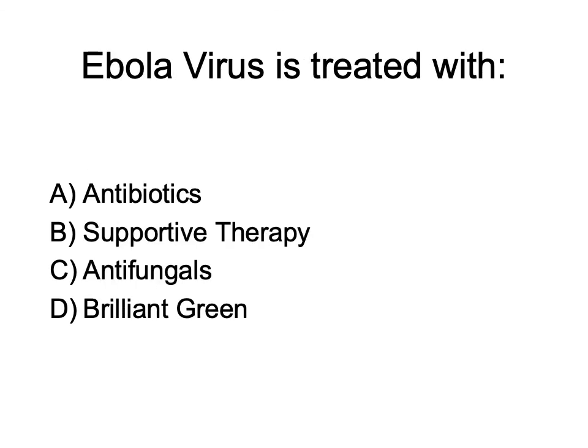Ebola virus is treated with A, antibiotics, B, supportive therapy, C, antifungals, D, brilliant green. The answer is B, supportive therapy. There is currently no medication that has been identified to treat Ebola virus, and absolutely do not treat Ebola virus with antibiotics. It is a virus. So the answer is B, supportive therapy.